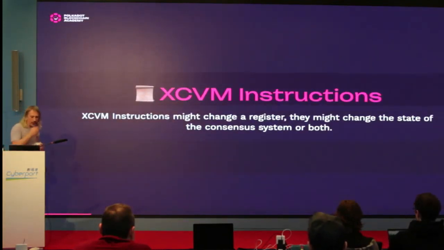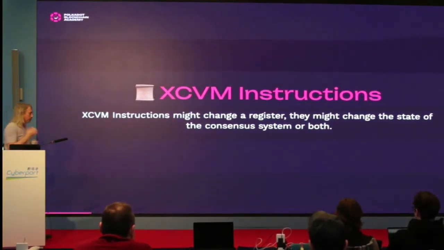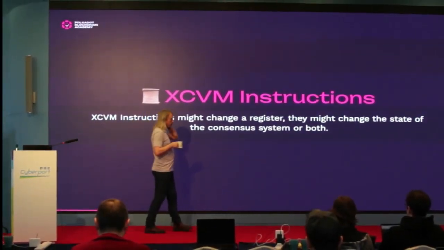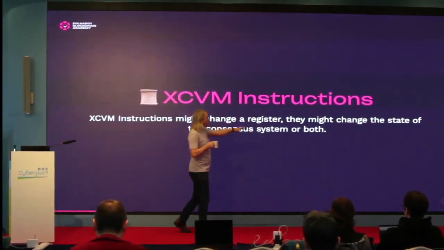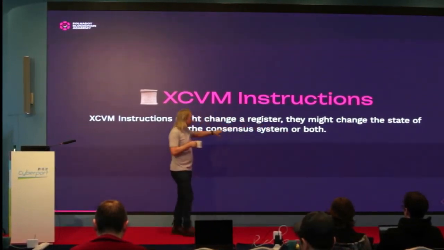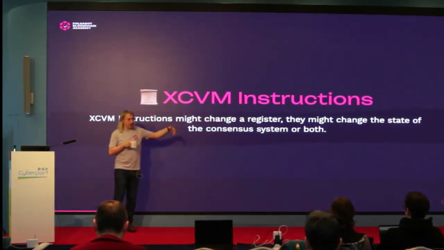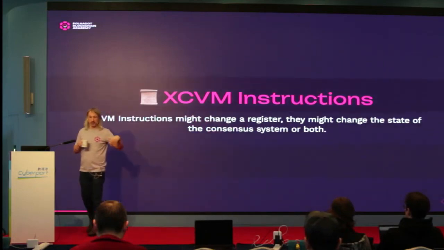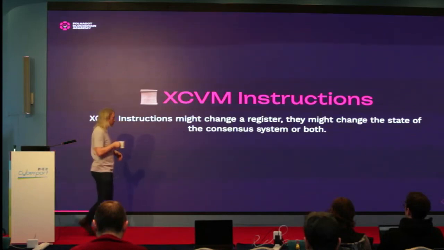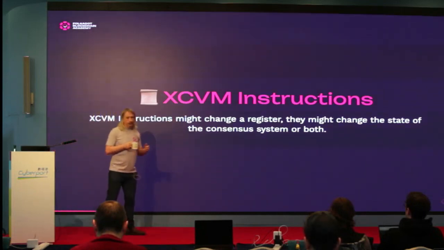All right, so we have some instructions. Instructions might change a register. They might read a register. They usually do; they usually read at least the origin register. They might change the state of the underlying on-chain state, making some change in some pallet's state, or they might do both.